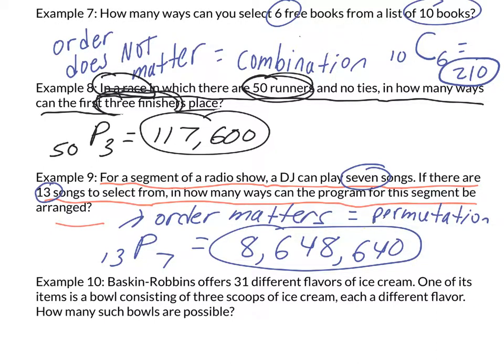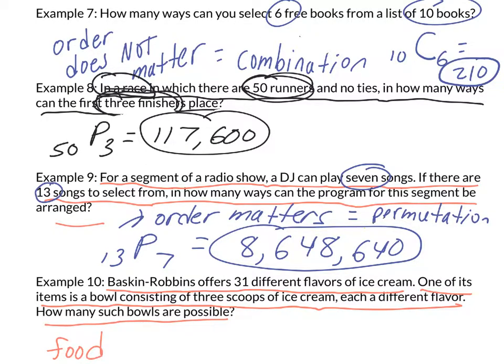And example 10, Baskin-Robbins offers 31 different flavors of ice cream. One of its items is a bowl consisting of 3 scoops of ice cream, each a different flavor. How many such bowls are possible? So a lot of these food examples, the order does not matter.